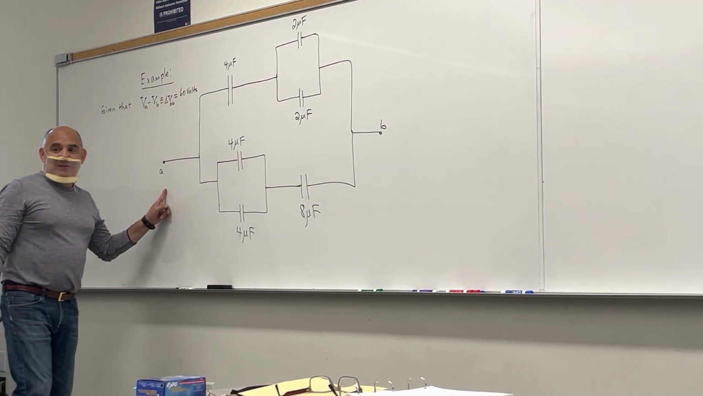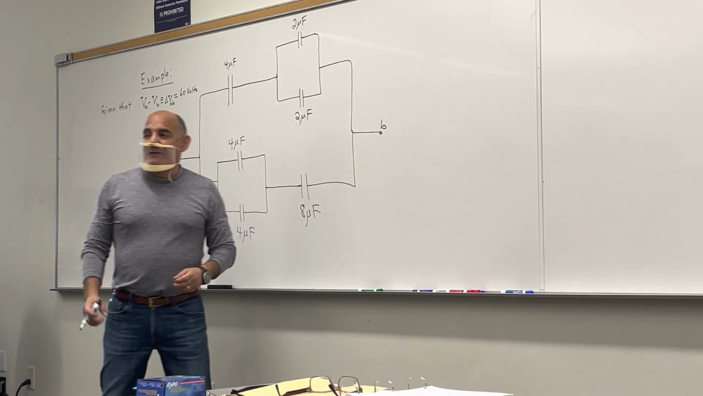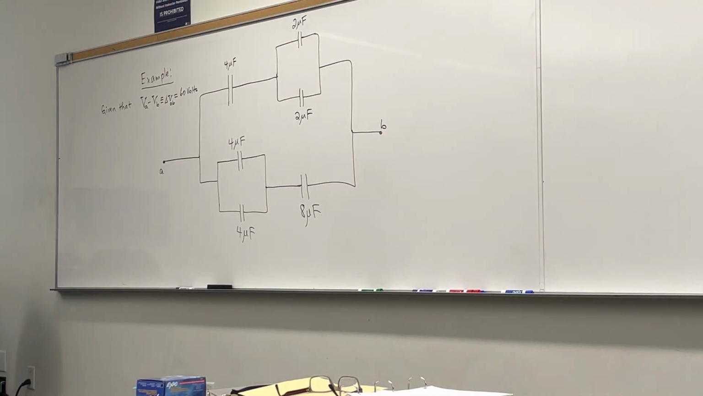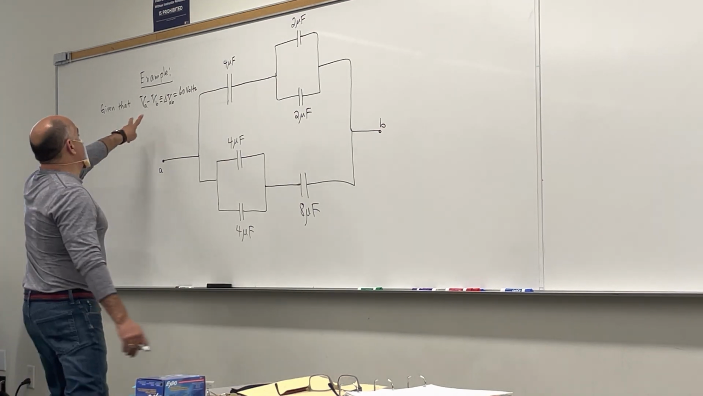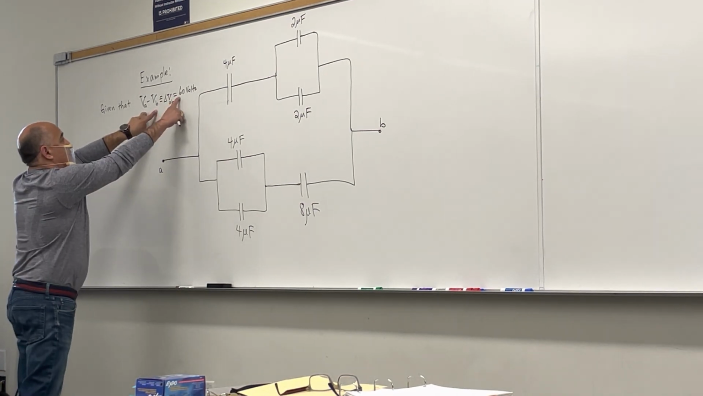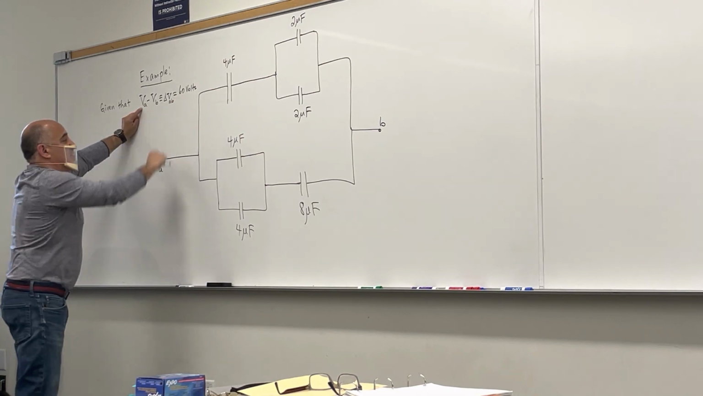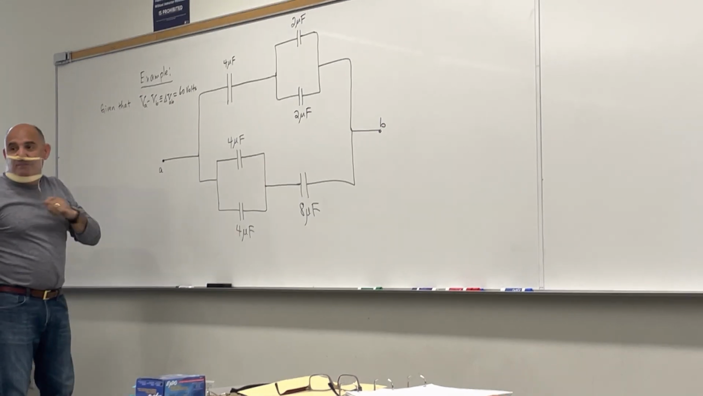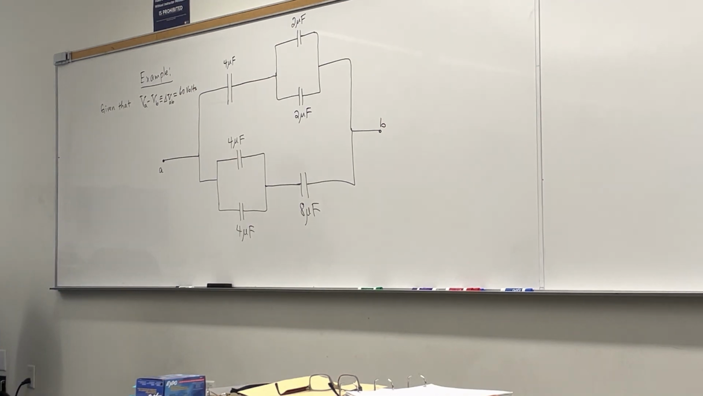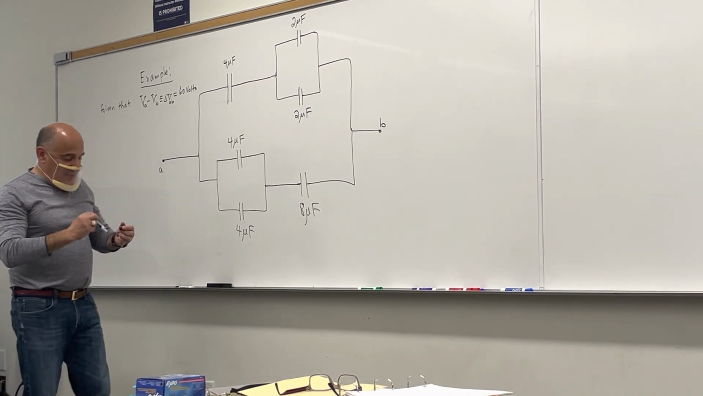So, point A and point B differ in potential. The voltage between those points is 60 volts. Now, which one is at the higher potential, A or B? How do you know? Right, I wrote VA minus VB. So if I take this difference and I get a positive number, that can only be true if the potential at A is bigger than the potential at B.